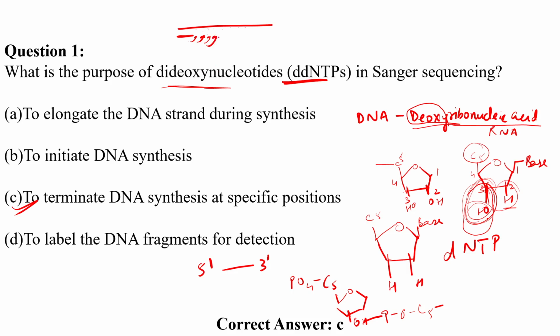So let's say the 4th base that is added is a ddNTP. So what will happen after that? The 5th base cannot be added because there won't be any hydroxyl group present to make the phosphodiester bond with the next incoming nucleotide triphosphate. Okay, so that is why the third option is correct. The purpose of dideoxynucleotide is to terminate the DNA synthesis at a specific position. How do we get that termination at a specific position?